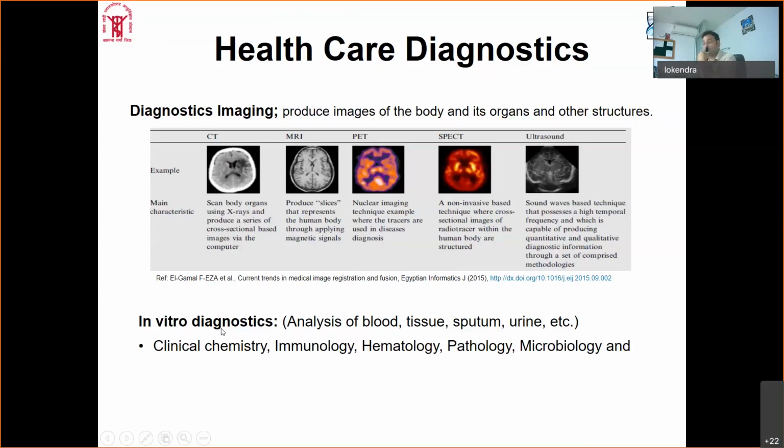And these in vitro diagnostics can further be classified into analysis of various parameters: from the clinical chemistry point of view, immunological parameters, hematological parameters, pathological findings, microbiology, and eventually molecular diagnostics. Each one of these has overlap with the others, and all can be categorized as in vitro diagnostics. So molecular diagnostics is a part of in vitro diagnostics, which again comes under the umbrella of healthcare diagnostics. Now we will be focusing mainly on the molecular diagnostics part, which involves various molecular biology techniques, and we will be discussing them briefly one by one.